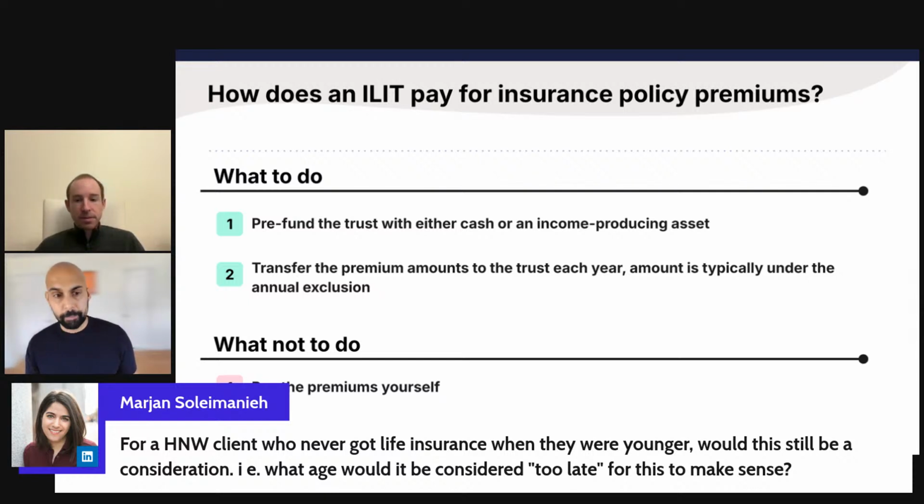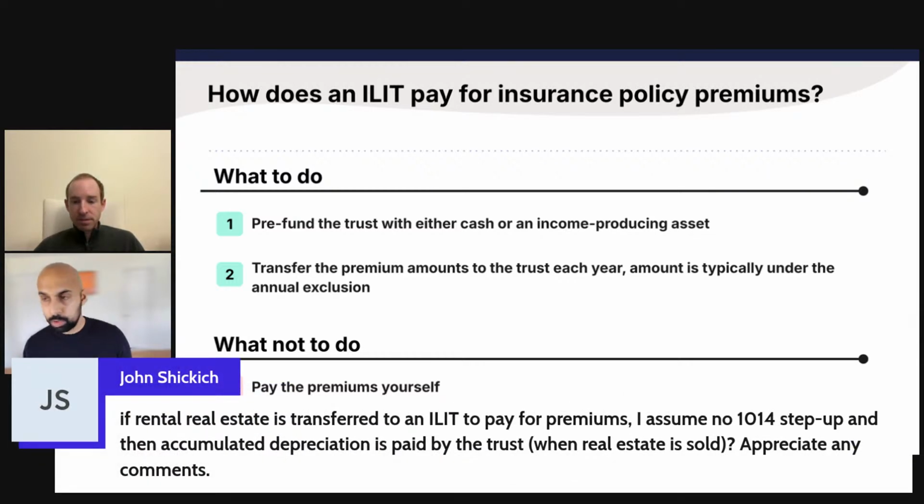Yep. So that's a piece here. There's another question from John before we get into this case study, about whether rental real estate is covered. Essentially, option one is pre-funding the trust with real estate that generates income to pay for the premiums. Is there a 1041 step up, and who pays the accumulated depreciation when the real estate is sold? The trust is outside of your estate, so if you died with the trust owning the real estate, there's no basis step up.